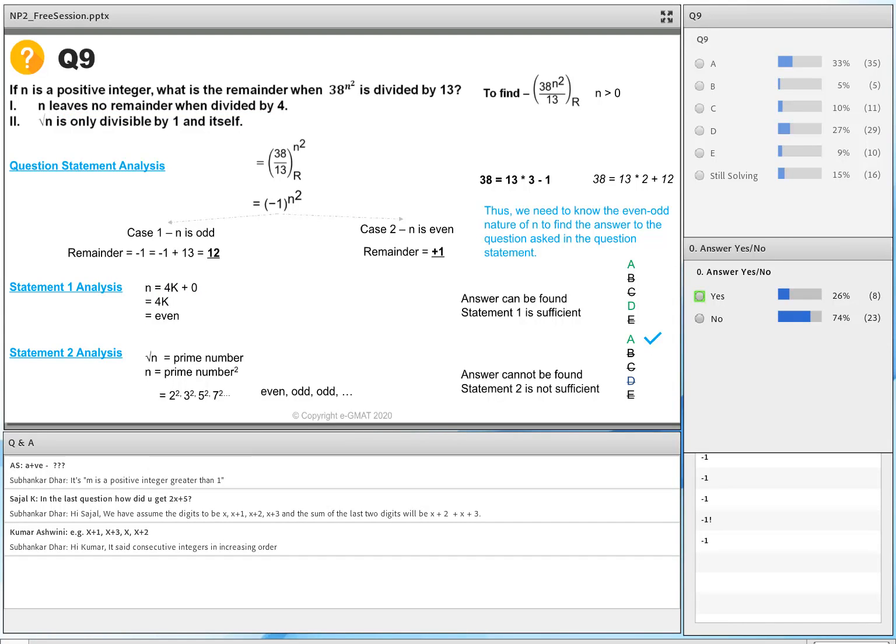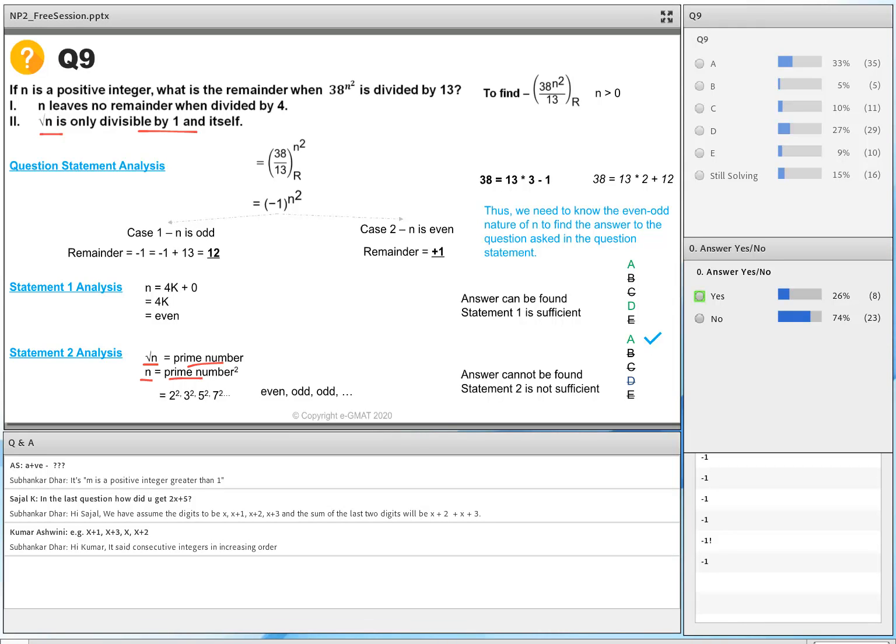The second statement tells me root n is only divisible by 1 and itself. So what are the numbers in number theory which are divisible by only 1 and itself? They are the prime numbers, correct? Now, if we are talking about prime numbers, then I am literally saying that root n is equal to a prime number, or if I square both sides, we get n to be the square of a prime number.